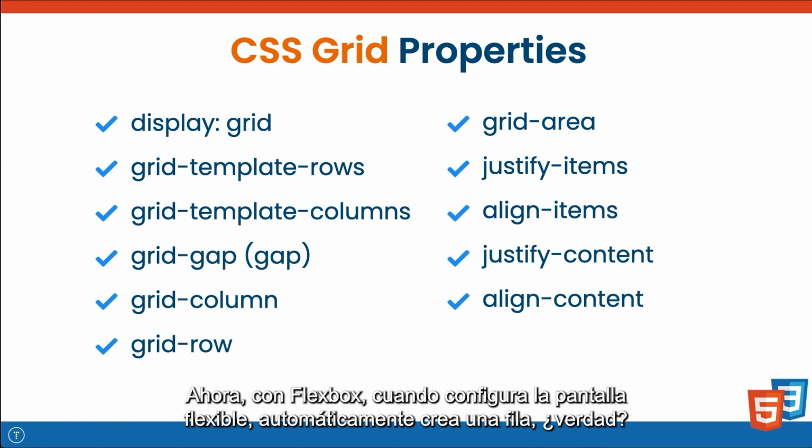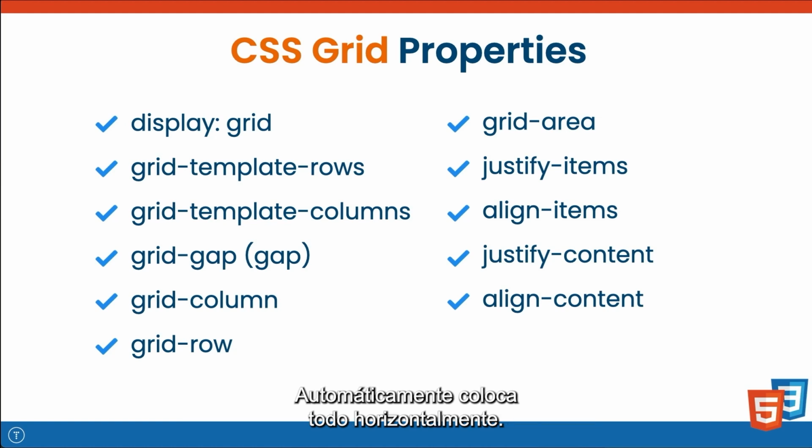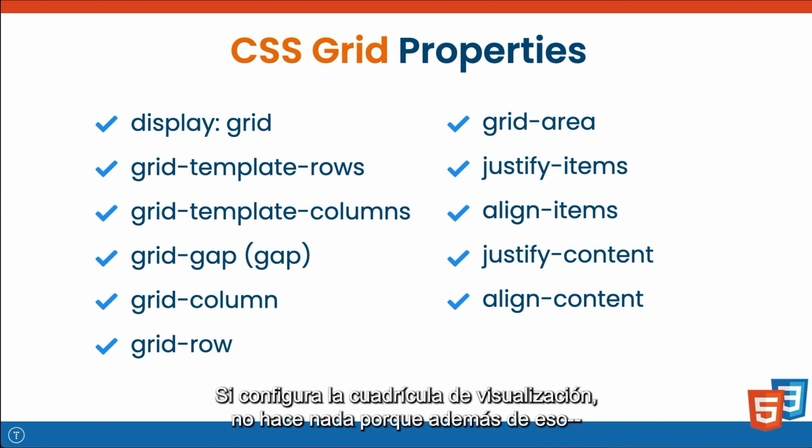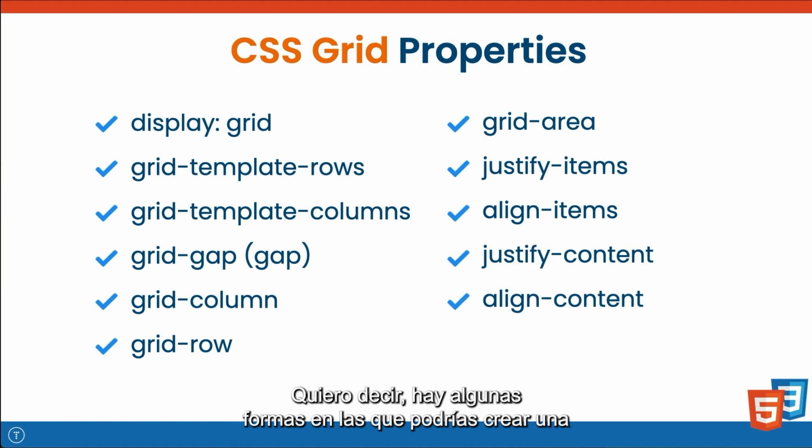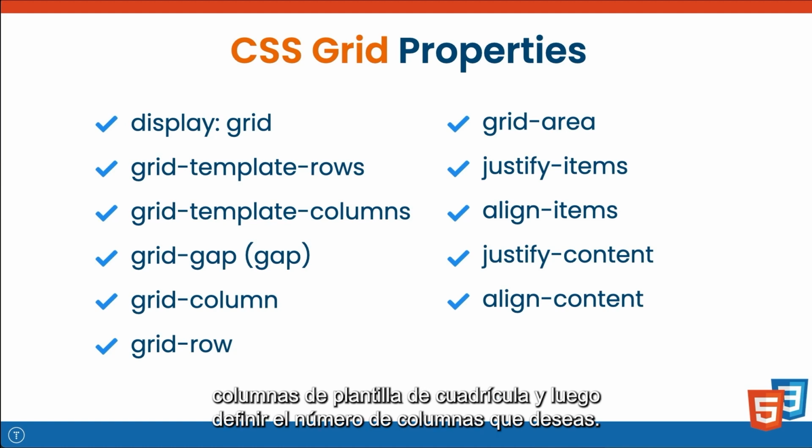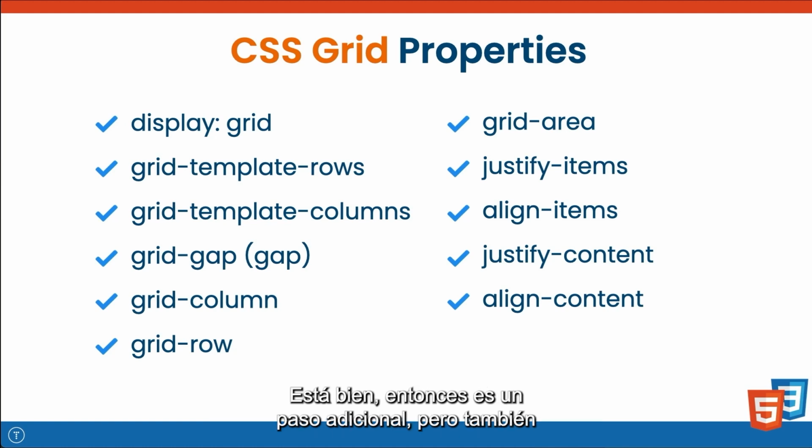Now with Flexbox, when you set display flex, it automatically creates a row, right? It automatically puts everything horizontally. If you set display grid, it doesn't do anything, because, I mean, there are a few ways that you could create a grid, but in addition to that, you would need to add something like grid-template-columns and then define the number of columns that you want. Okay, so it's an extra step, but it also makes things easier, because you can just say, I want 3 columns that are 300 pixels wide or whatever.